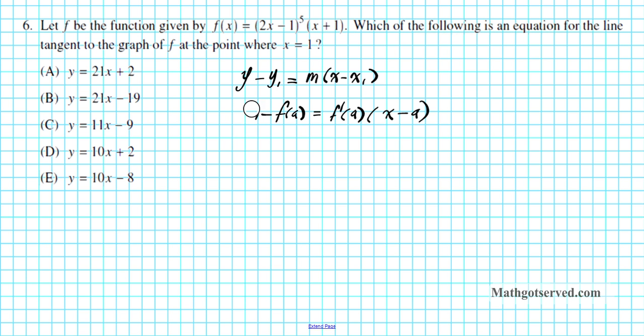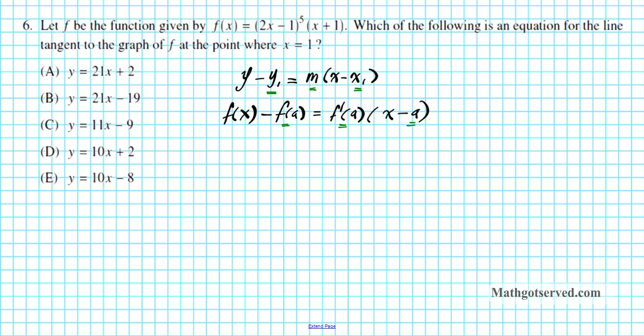Let's leave it at f of x to be consistent. So this is the much more advanced variation of the equation of a line. Okay, so if you remember this, that's perfectly fine. What this tells us is that we need three things. The things we need are y1, m, and x1, which is the same thing as f of a, f prime of a, and a.